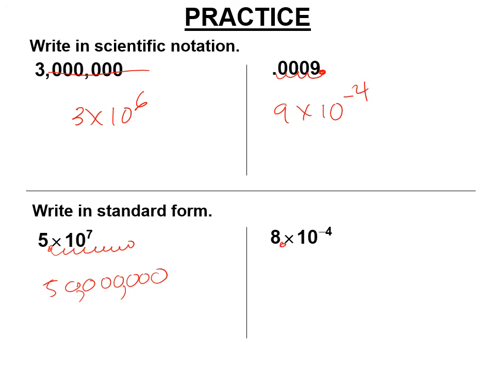Here, we're going 4 this way. 1, 2, 3, 4. So we have 3 zeros. And we get 8 over 10,000. 8 10,000ths. All right, but careful. This had 7 zeros because there was nothing behind the 5. That's the only reason. Right? If I have 5.2 here, you'd have 6 zeros. If I have 5.21, you'd have 5 zeros.